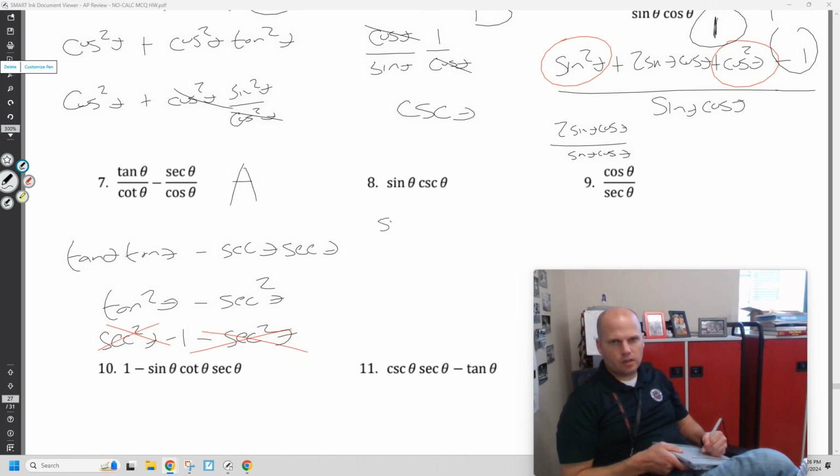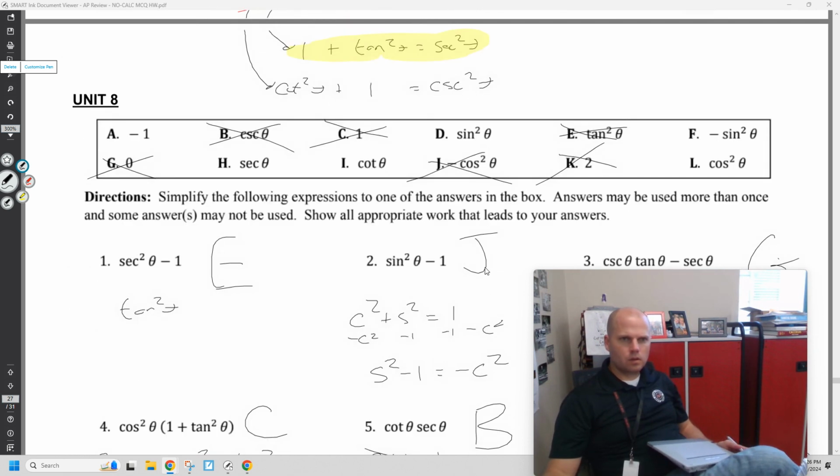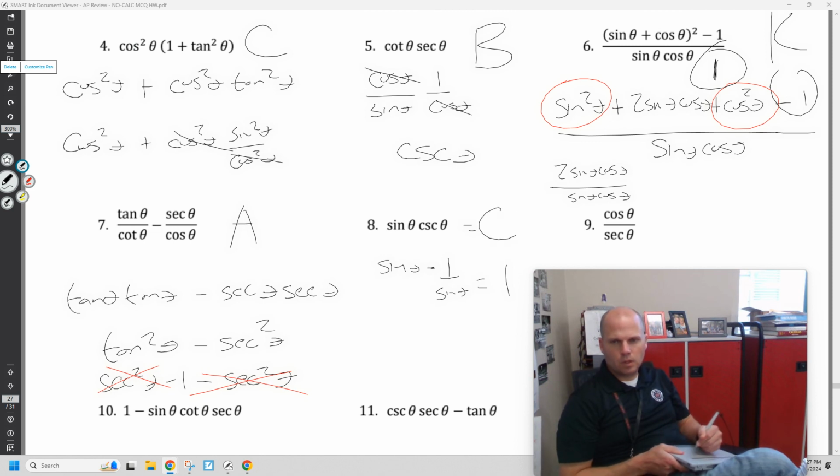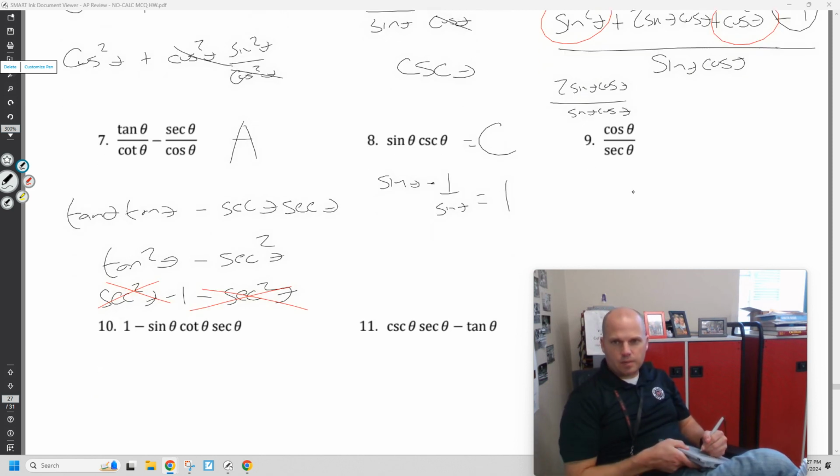Sine and cosecant. 1. See again. Cosecant times secant, or cosine times secant. That's cosine times cosine. Secant is the same as cosine in the numerator, so that's cosine squared.